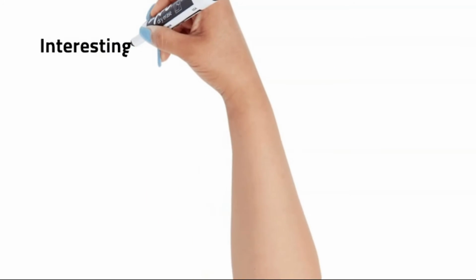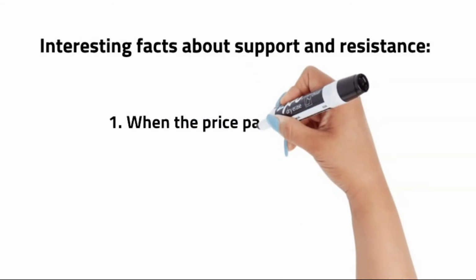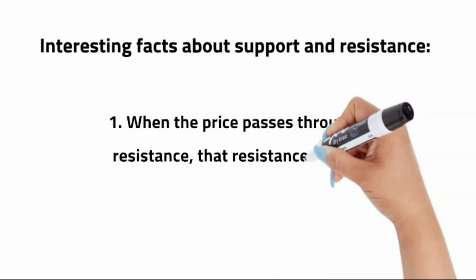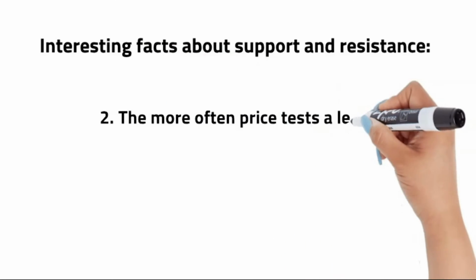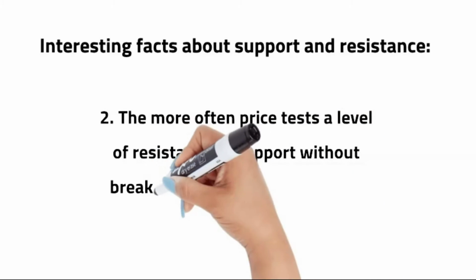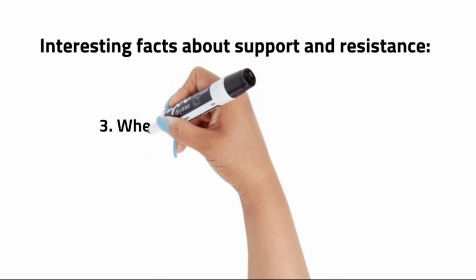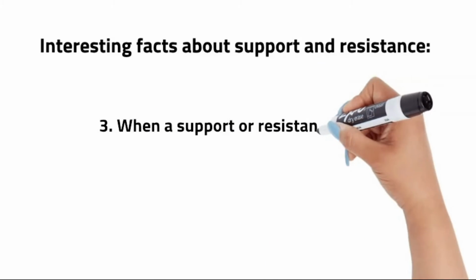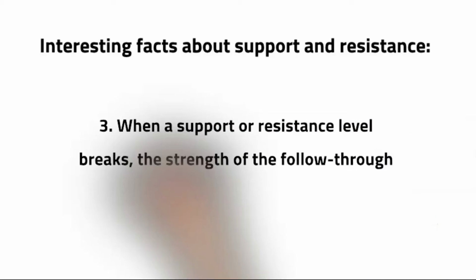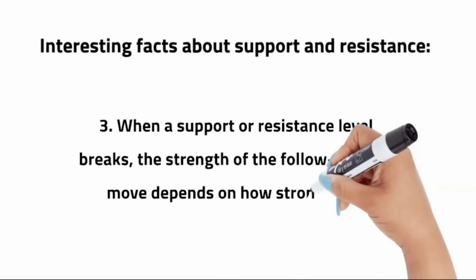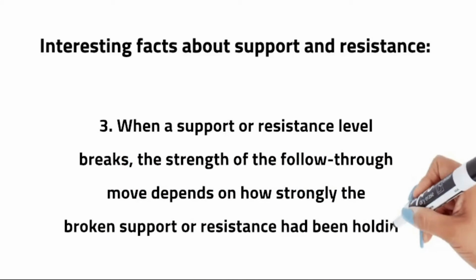Let me share a few interesting facts about support and resistance. 1. When the price passes through resistance, that resistance could potentially become support. 2. The more often price tests a level of resistance or support without breaking it, the stronger the area of resistance or support is. 3. When a support or resistance level breaks, the strength of the follow-through move depends on how strongly the broken support or resistance had been holding. With a little practice, you'll be able to spot potential Forex support and resistance areas easily.